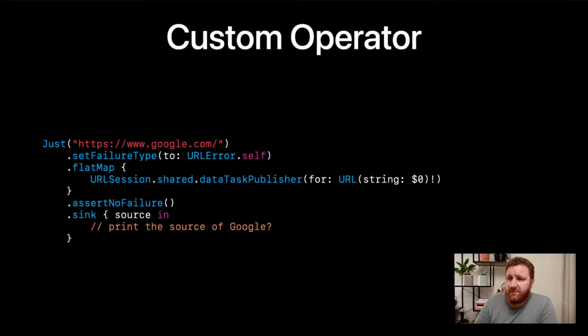So, simplest approach for a custom operator, right? It really just takes an existing publisher chain that you've built. So in this example, we are emitting a string URL. We're doing some manipulation of errors to make this all actually talk to each other. And then we're flat mapping that through a data task publisher, which obviously is going to emit some source code, hopefully, or an error as it goes. And then maybe we print out the source code, or we're going to do something else with it.